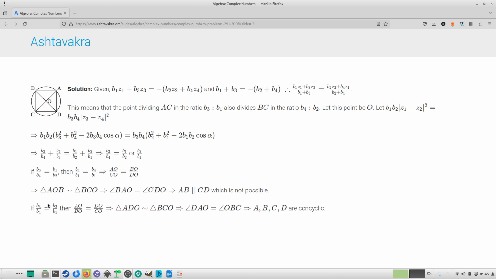I was just referring to the problem. Now, if B3 by B4 is equal to B2 by B1, then AO by BO is equal to DO by CO. Now, this means that triangle ADO is similar to BCO. This means DAO is equal to OBC. That means ABCD are concyclic.